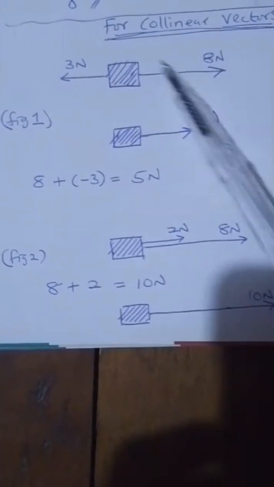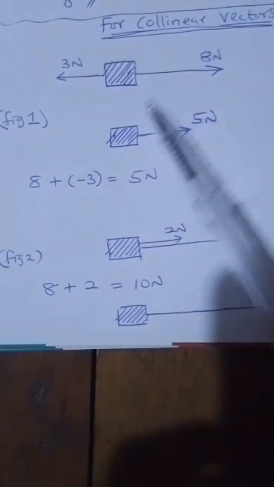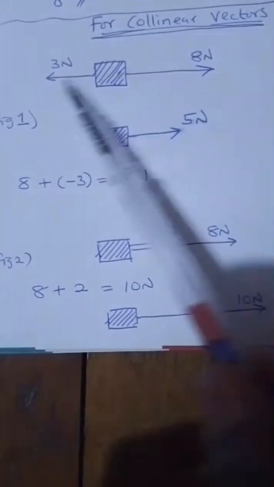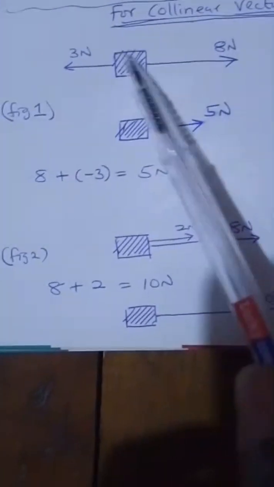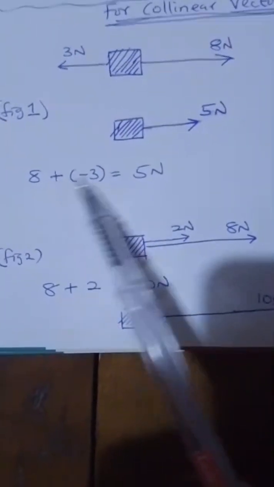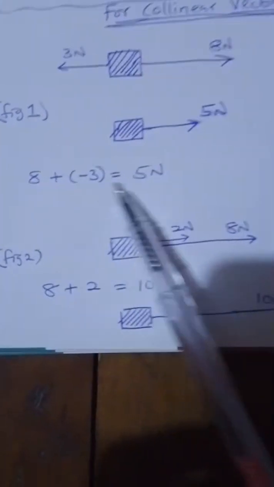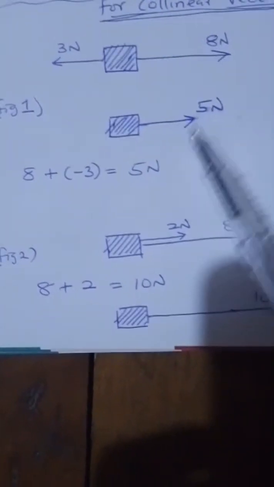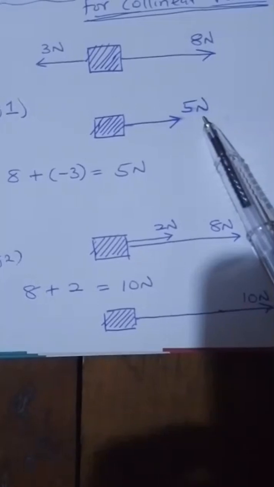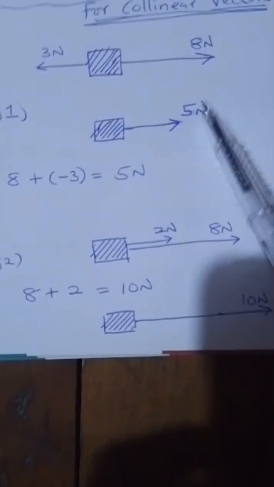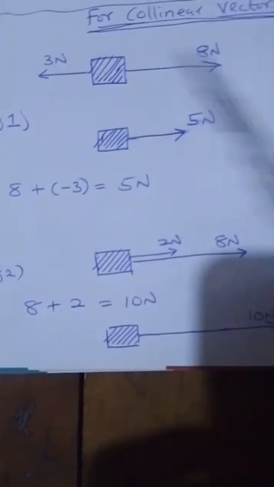The resultant vector of these two vectors is basically 5 Newton. You can imagine a tug of war. You add both of them, but because the 3 Newton is moving in the opposite direction, it just becomes 8 plus minus 3. So 5 Newton. This 5 Newton is the resultant vector. The magnitude is 5 and the direction is eastward. So this is a single vector which is the resultant of these two vectors.